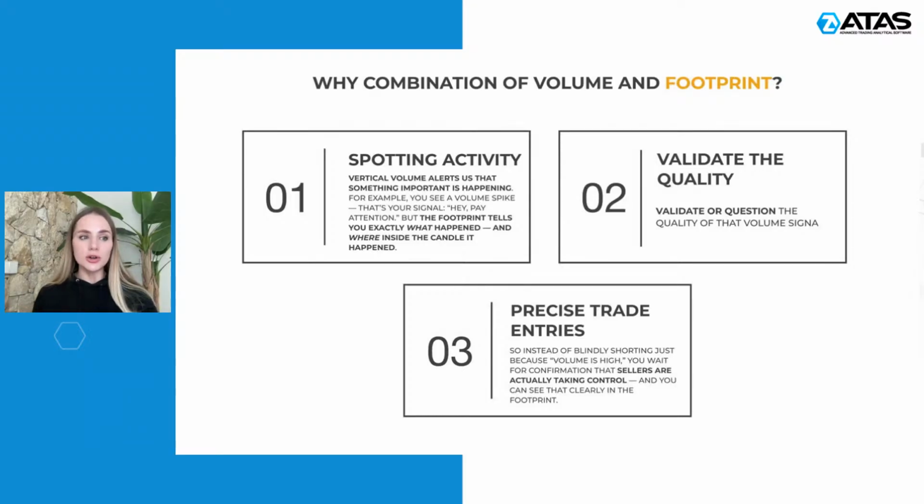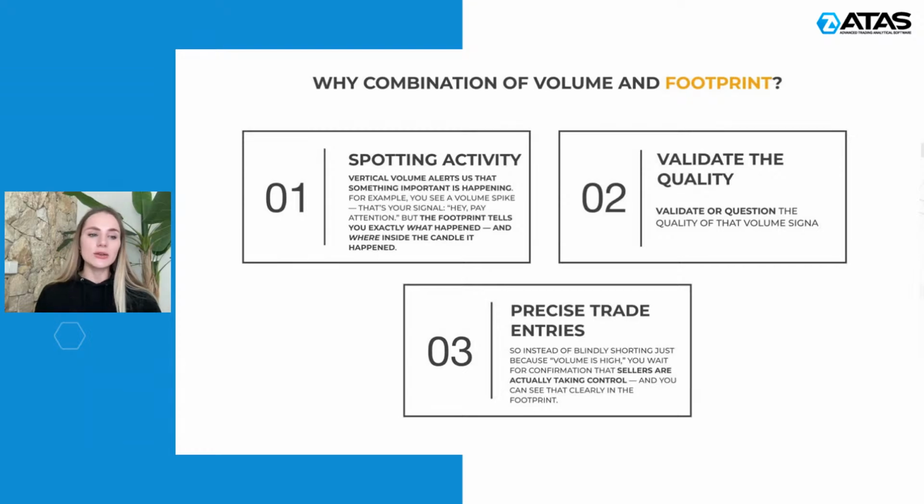And the last one, thirdly: combining volume and footprint gives you more precise trade entries. Here is how. Volume, again, highlights an important zone, like in the examples that we've seen before. Say a resistance area marked by a large volume bar at the top of the move, and you are thinking about taking a short sell position. But the question is, when and where exactly should you enter the trade? That's where the footprint comes into play.